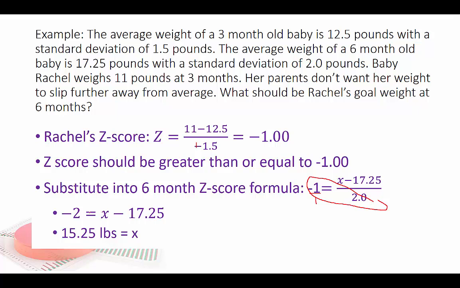When you add 17.25 to both sides, you get 15.25 pounds. So that would be her goal weight, since she'd only want to be at most 1 standard deviation below average. And obviously they could want her weight to be more than that.